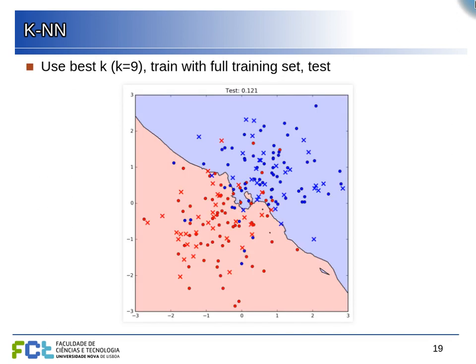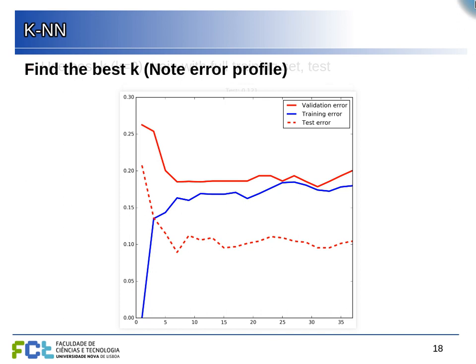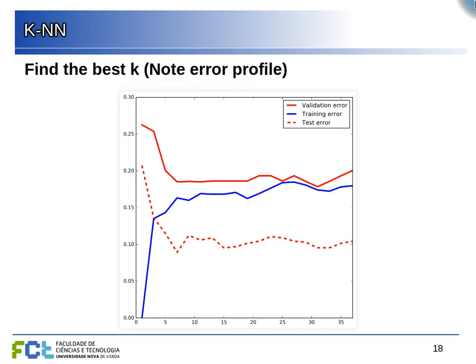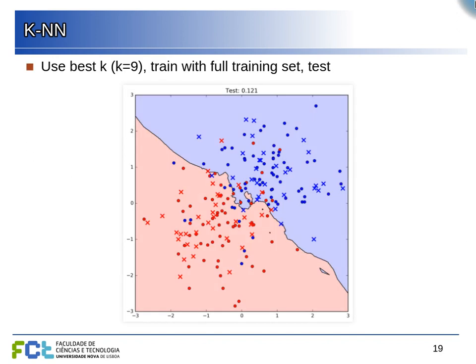So this would be the best one. Use k equals 9, somewhere around here. And now we train with everything. Note that the cross-validation error is an average of the different folds. And when we want the final classifier, we store all the training data in this case. So we are no longer splitting in different folds. And now to get an estimate of the true error, we test it with that third of the points that we left out in the beginning.